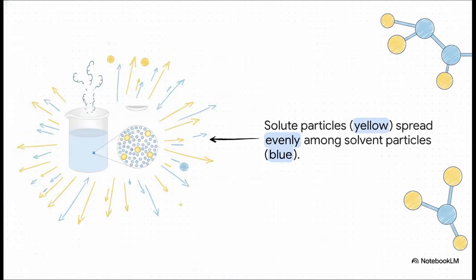Now, if you could zoom in with a super powerful microscope, this is what you'd see. See those little yellow particles, the solute? They don't just stay in a clump. No, they break apart and spread out all nice and even among the blue solvent particles. That's the real secret to why every sip tastes just right.